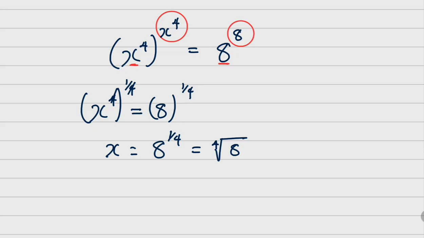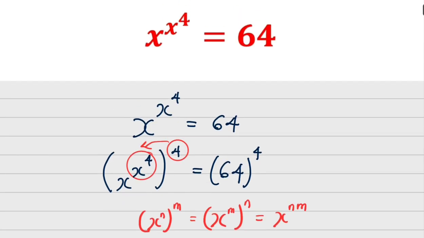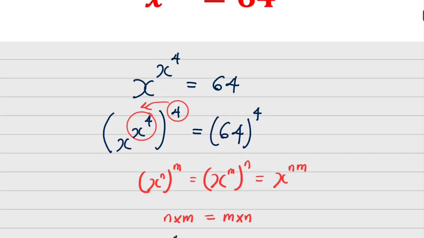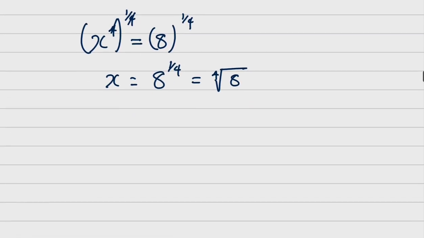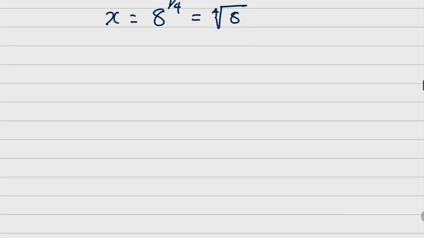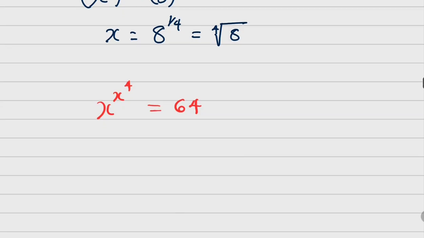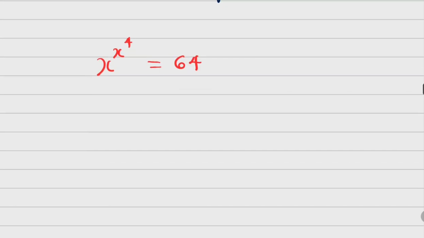Now, you can go forth to check your answer by substituting it into the question and see whether you are going to get 64. I want us to do it so that you'll be very convinced that what we've done is actually very correct. So let's do it now here. Now I have x raised to power x raised to power 4 is equals to 64. I want to prove it now because we say our x is 8 raised to power 1 over 4.